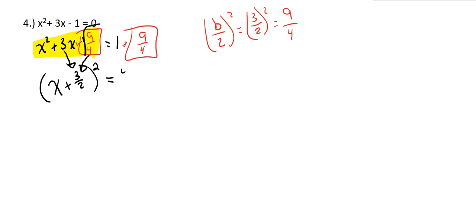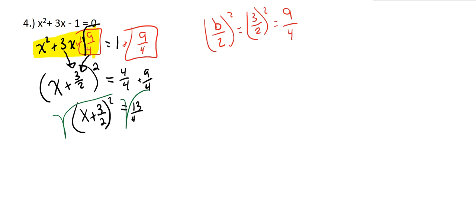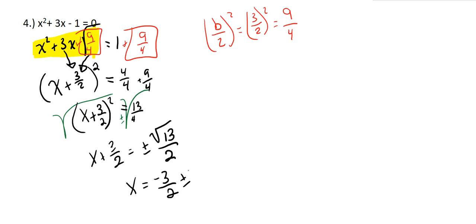So then I'm going to equal it. I'm going to need a common denominator. 4 over 4 plus 9 over 4 equals 13 over 4. And finally, we're going to square root both sides. Again, I'm going to put plus or minus out in front. x plus 3/2 equals plus or minus square root of 13 over 2. I'm simplifying the radical. So x equals negative 3/2 plus or minus square root of 13 over 2.